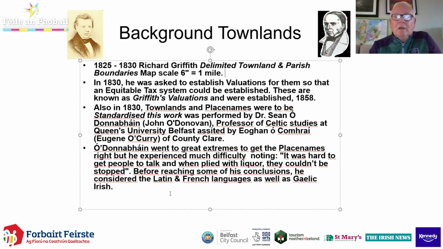In 1830, the townlands were standardized, and that work was carried out by these two guys. Dr. Sean O'Donovan, or John O'Donovan, who was the professor of Celtic studies at Queen's, and he was assisted by Owen O'Curry, or Eugene Curry, from County Clare. And O'Donovan went to great extremes to get the place names right, but he explained that he had a lot of difficulty. And his quote was, "It was hard to get the people to talk, and when they were plied with liquor, they couldn't be stopped."